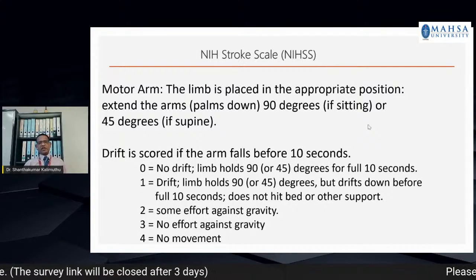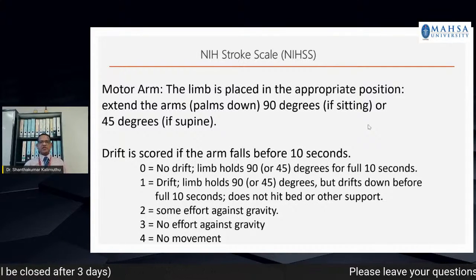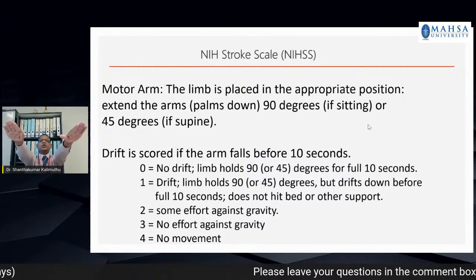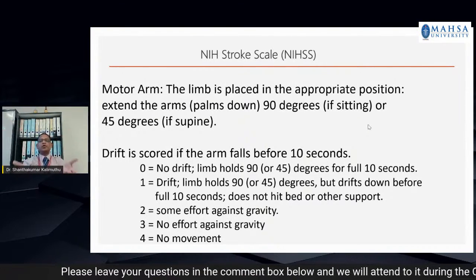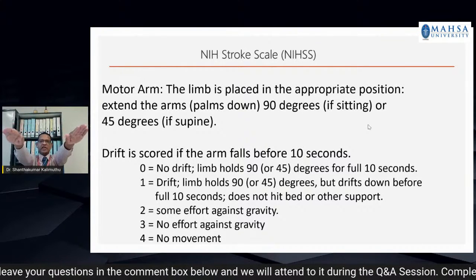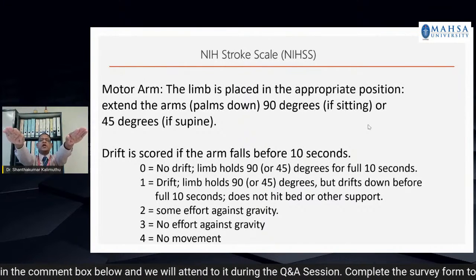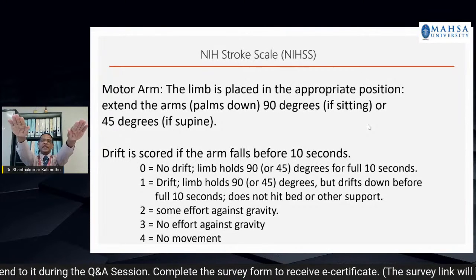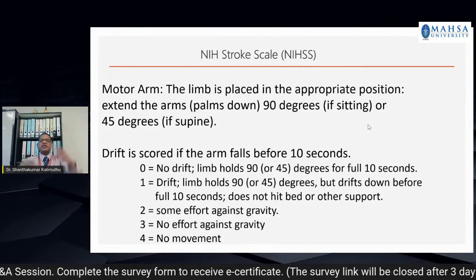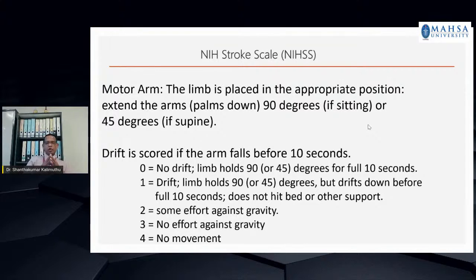So, how can you test the motor control of the arm? Just ask the patient to stretch the arm outwards. In case the patient has difficulty, you can support the extremity and take the arm to 90 degrees. Instruct the patient to occlude the vision and ask him to hold the arm in that position. In case you see the extremity going down on one side, then that side is affected. So you can grade it using this drift.